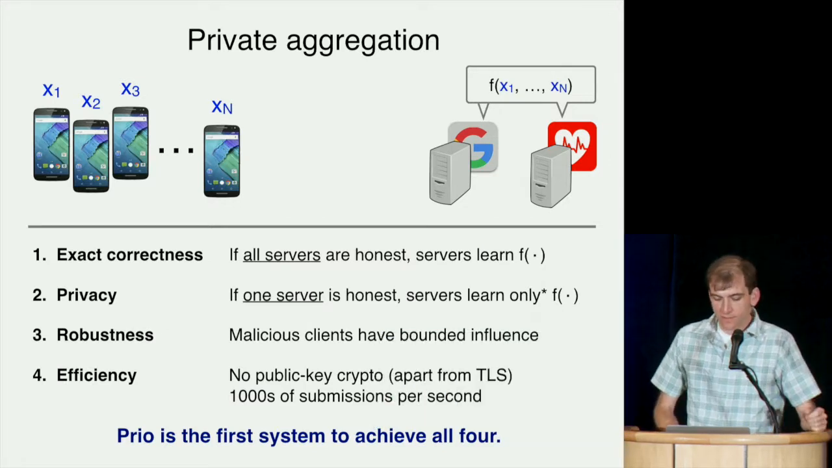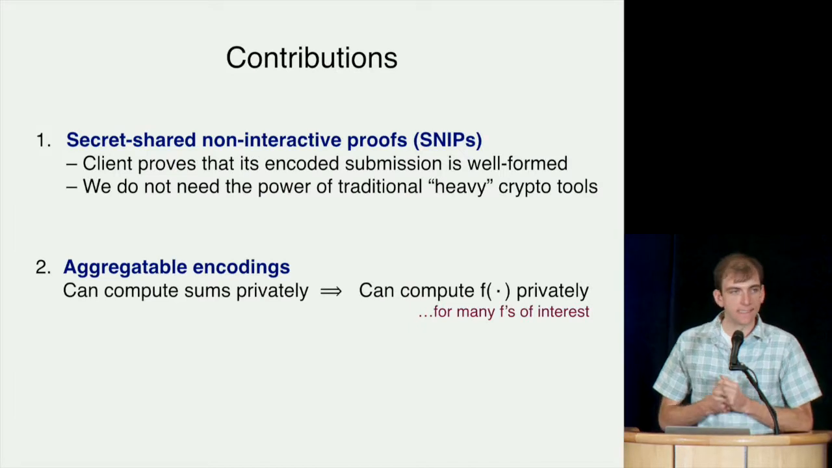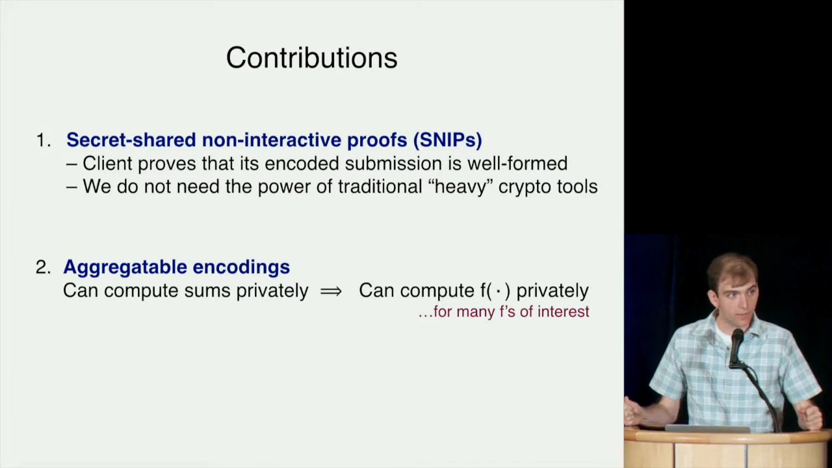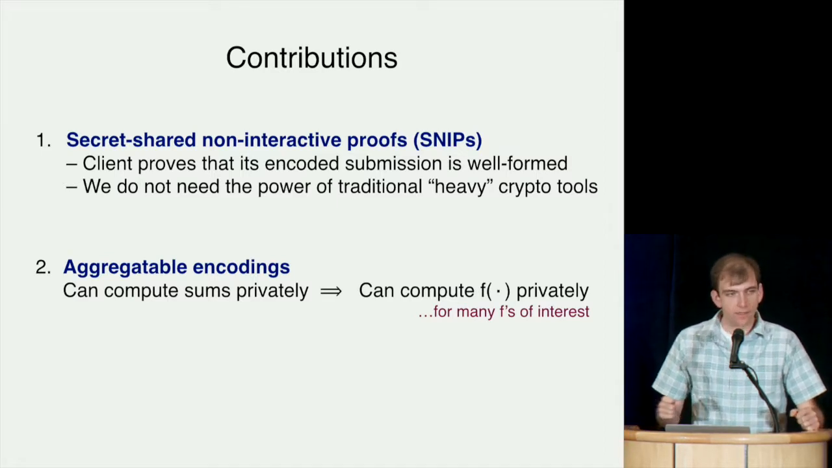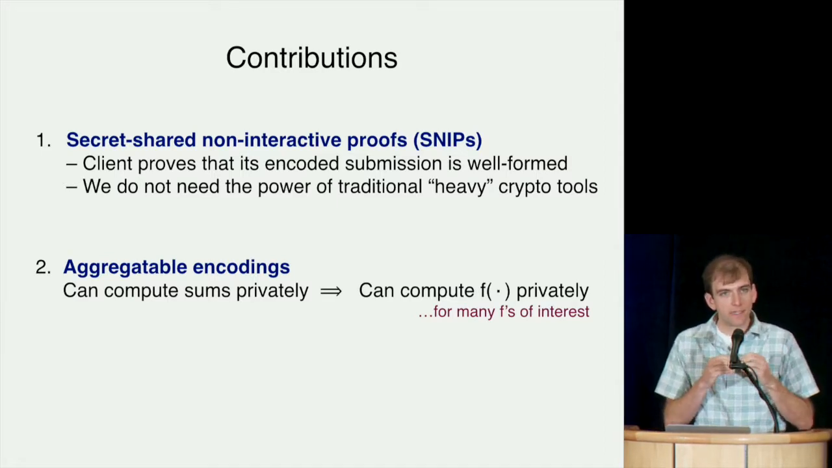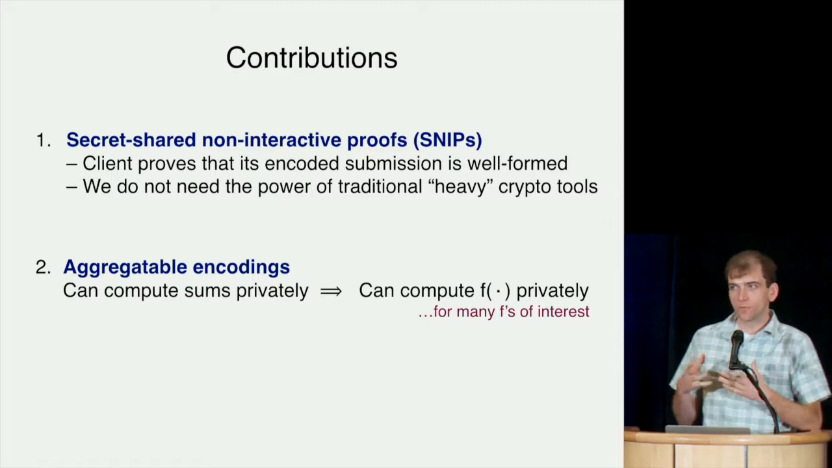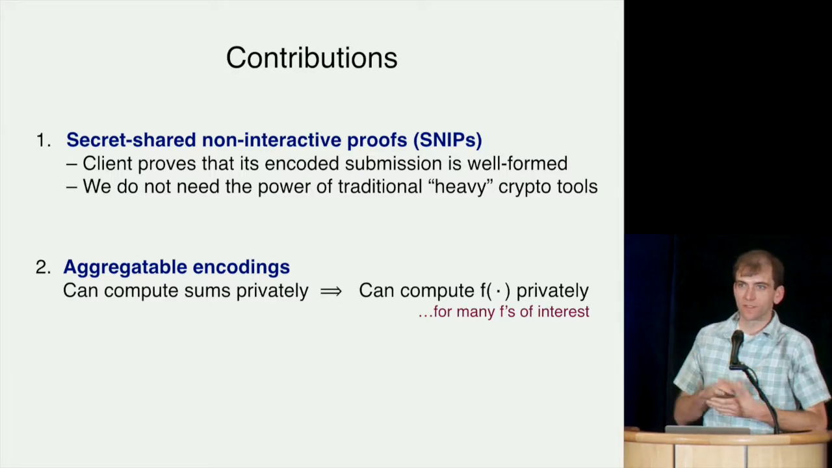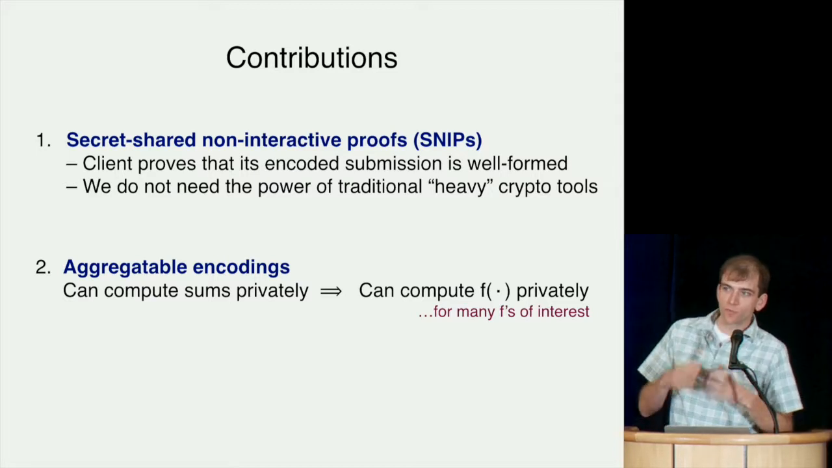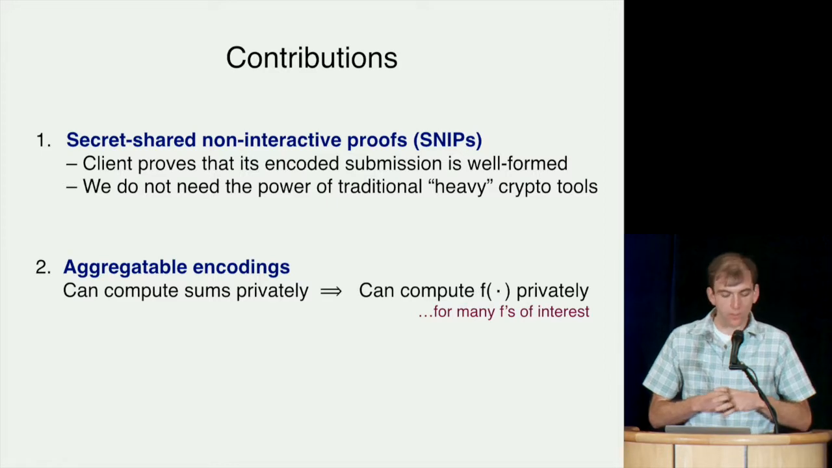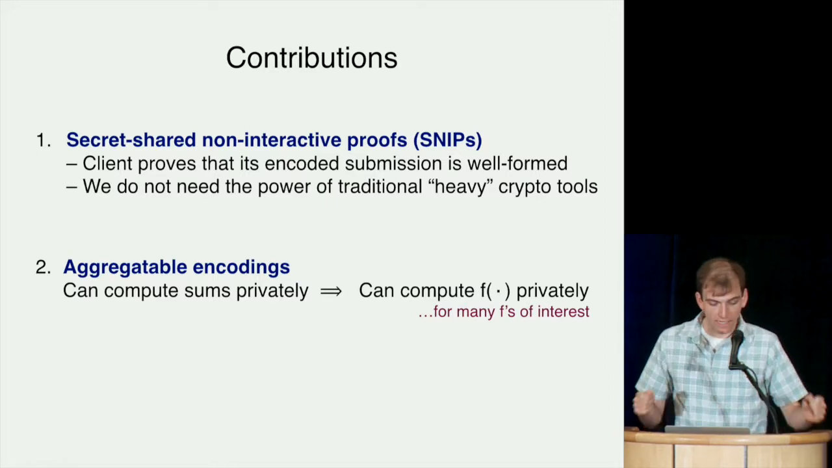The way we do this is with two new ideas. The first is a cryptographic tool called secret-shared non-interactive proof. The way we use this in Prio is that the client, when it's sending its encoded submission up to the servers, attaches a proof that its submission is well formed, in such a way that the proof doesn't leak anything about the client's private data, and it also doesn't require a lot of heavy cryptography to check.